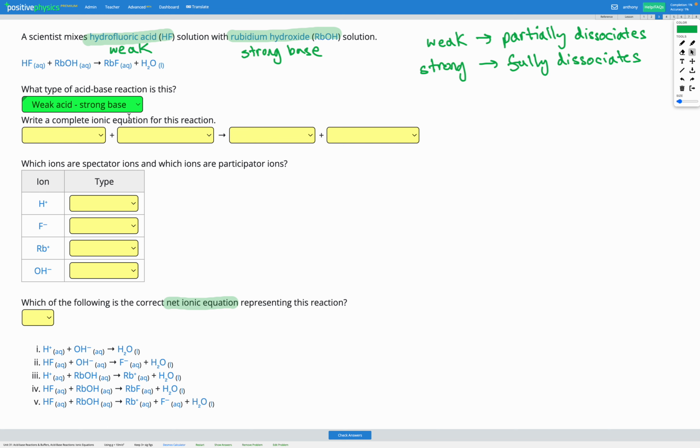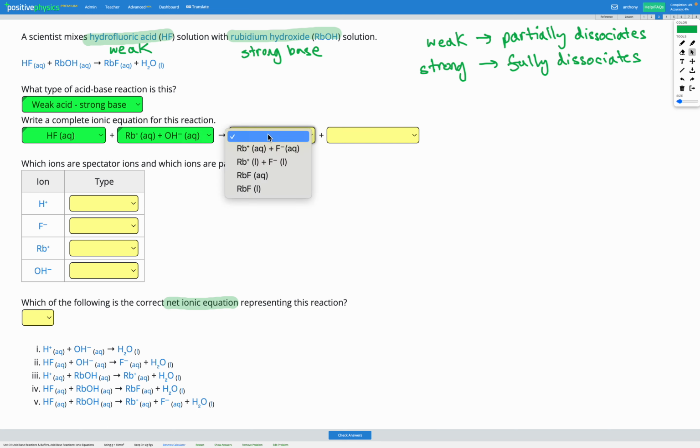So now when we're writing an ionic equation, anything that's a weak acid is not going to fully dissociate, so it's going to stay in its original form. Anything that is a strong acid is going to fully dissociate into its ions, so for the ionic equation, we're going to show it as its ions. So HF, we know that's a weak acid, so that's going to stay as the original formula HF, showing it hasn't fully dissociated. Rubidium hydroxide, however, is a strong base, so that's going to split up into its ions, which are in solution.